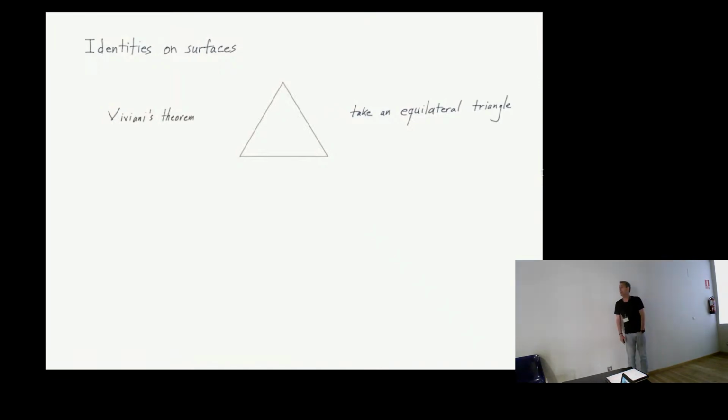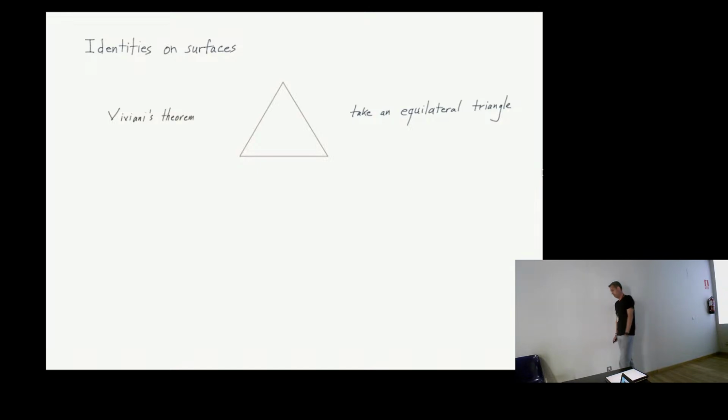Okay, in any case, I thought because the audience is somewhat mixed that I would take a step back and talk about sort of an elementary example. I might have taken this too far in terms of how elementary can you possibly get. So I want to tell you about a nice theorem that's called Viviani's theorem.